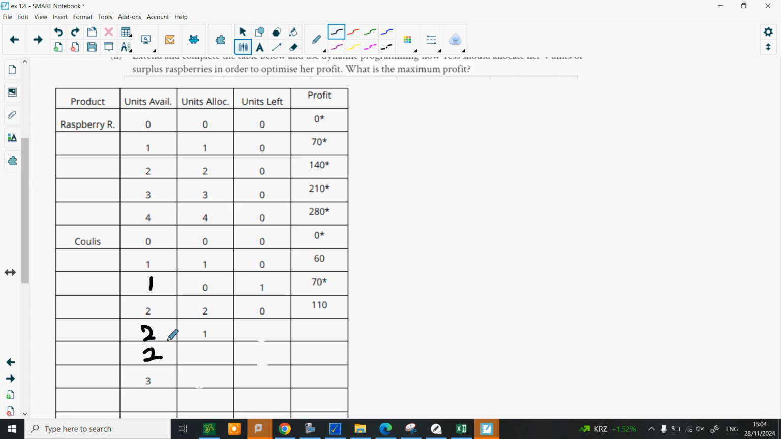Next one. I'm just going to keep putting 2s here just so we know that we're in the 2 section. Okay. We have 2 units available. We allocate one of them to making Cullis. And we have 1 unit left. Oh wait, so we have a unit left over. That's interesting. What do you reckon it's going to be? 130.